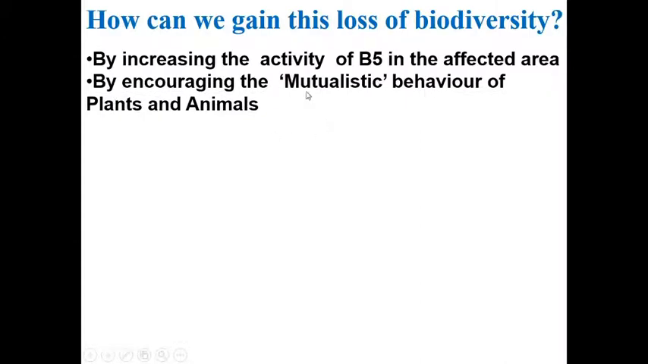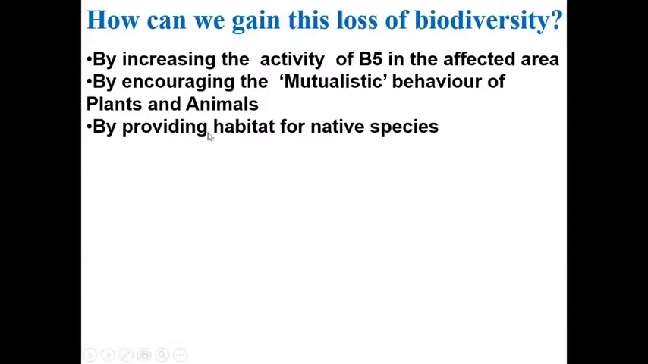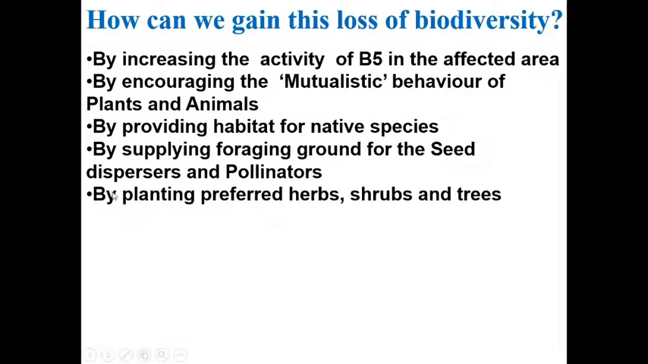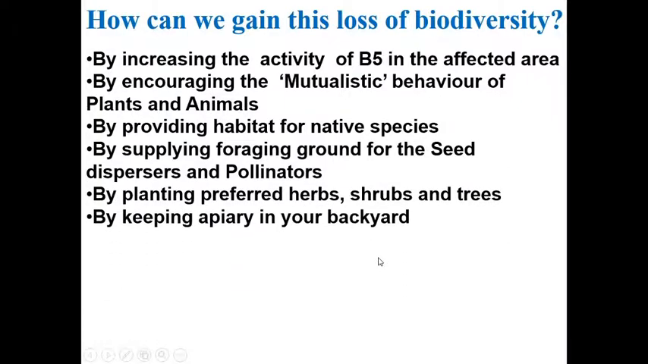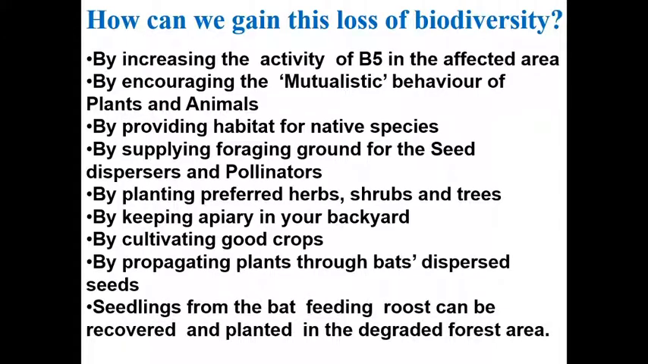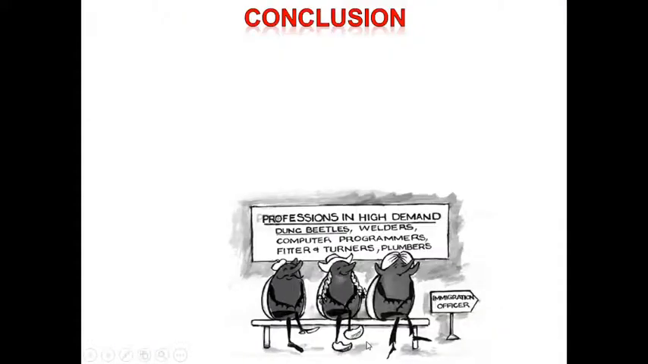By encouraging the mutualistic behavior of plants and animals, by providing habitat for native species, by supplying foraging ground for seed dispersers and pollinators, by planting preferred herbs, shrubs, and trees, by keeping an apiary in your backyard, by cultivating good crops, by propagating plants through bat dispersed seeds. Seedlings from the bat feeding roost can be recovered and planted in the degraded forest area.